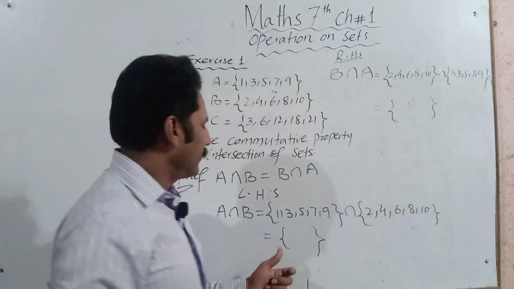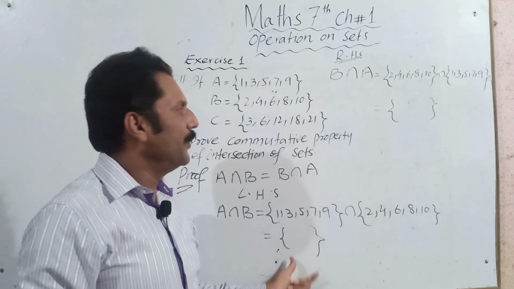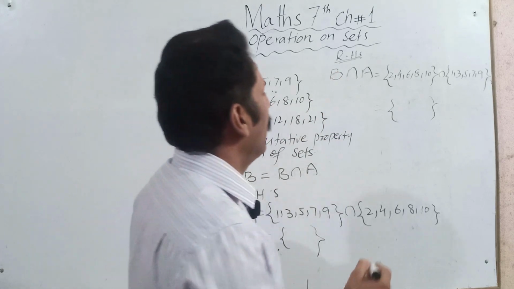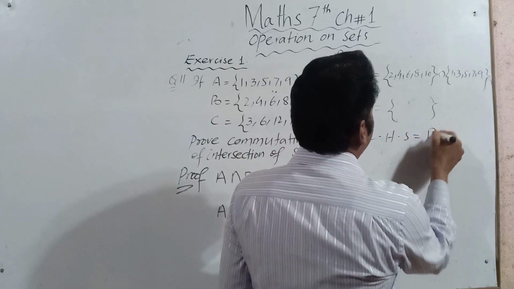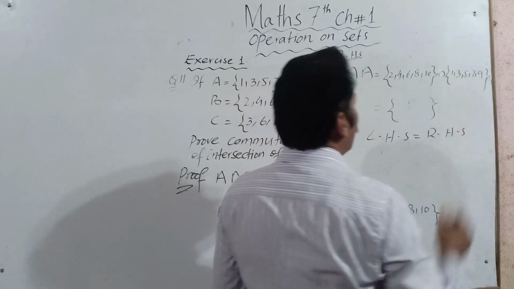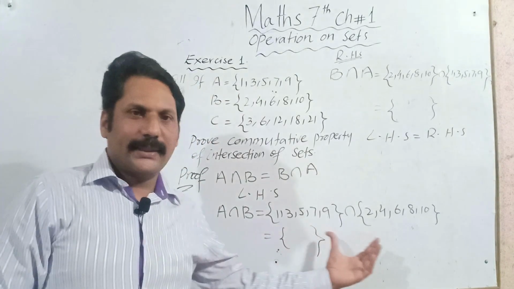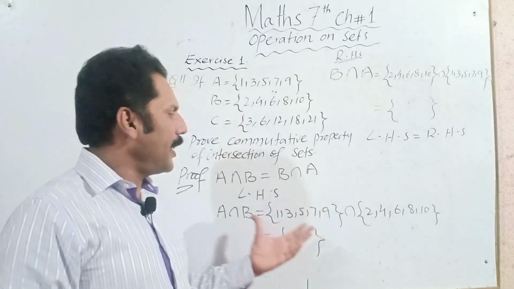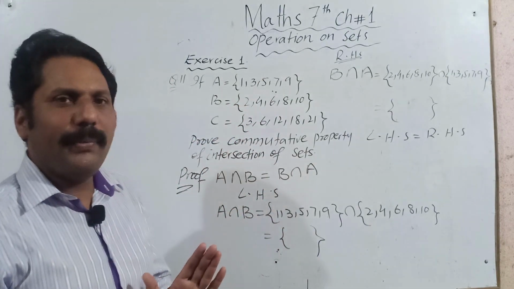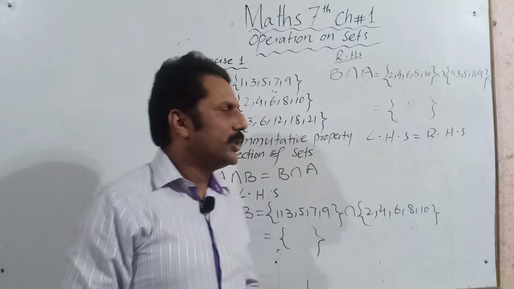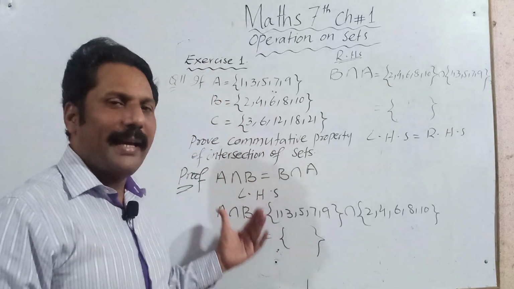So from left hand side and right hand side, we conclude that left hand side equal to right hand side. It means that commutative property holds in the intersection of two sets. Whenever there are any two sets, then A intersection B will be equal to B intersection A. So the commutative property of the intersection of two sets has been proved.